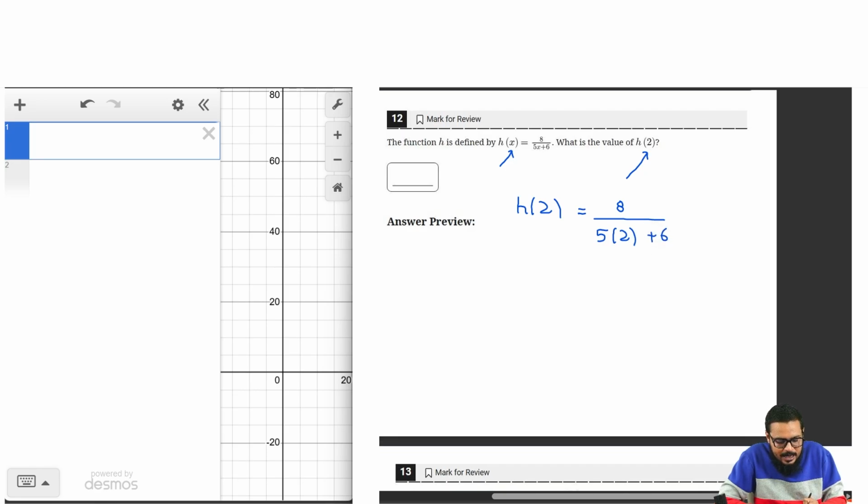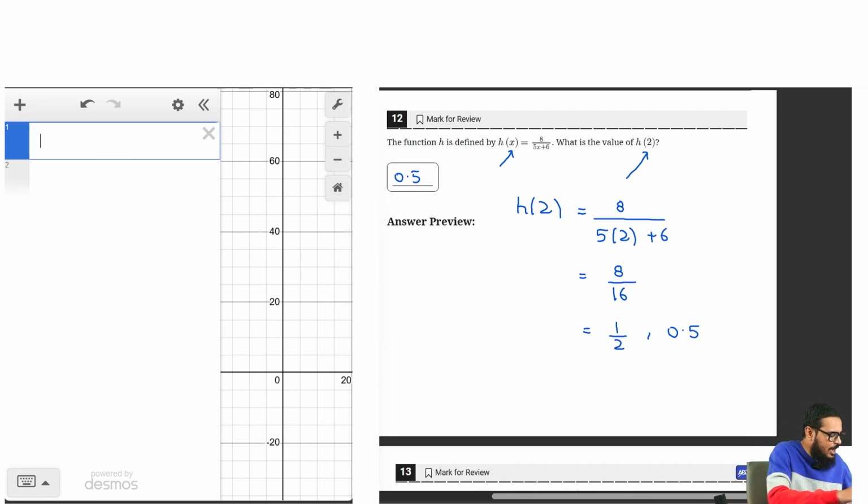So 5 times 2, 10. 10 plus 6 is always 16. So you have 8 divided by 16. You can just quote this in the form of fractions as 1 over 2. Or if you wanted to quote this in the form of decimals as well, you can quote this as 0.5. So this is 0.5.